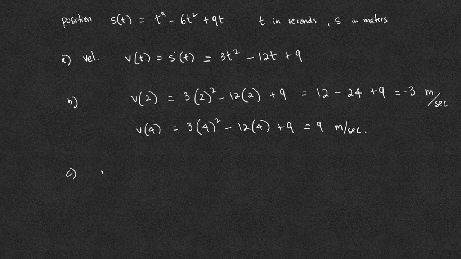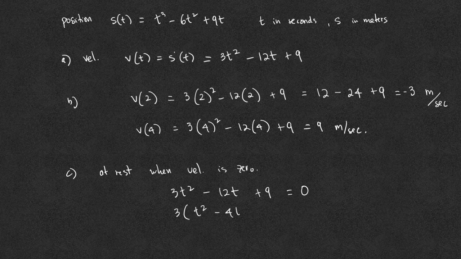When is the particle at rest? The particle is at rest when the velocity is 0. And so the velocity is 3t squared minus 12t plus 9. We're looking for the time t, so we set this velocity equal to 0 for at rest, and we solve for t. First, we can factor out the 3: 3 times t squared minus 4t plus 3 equals 0.